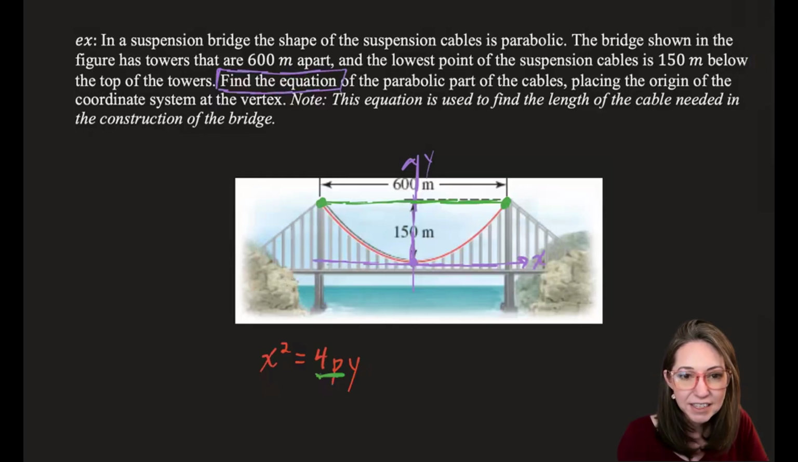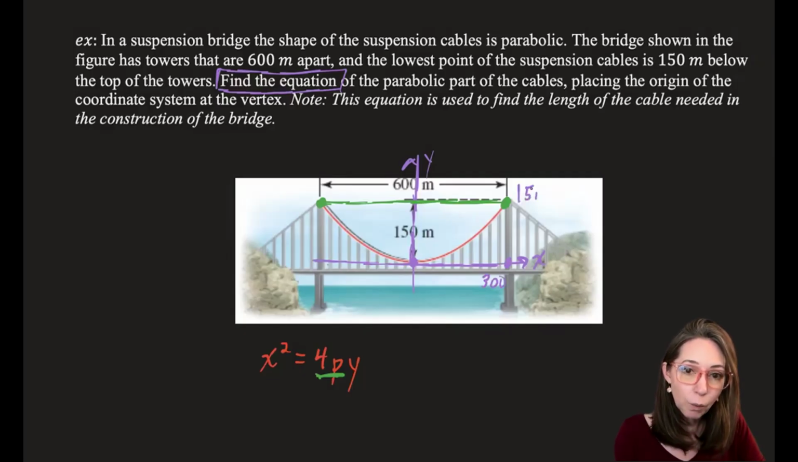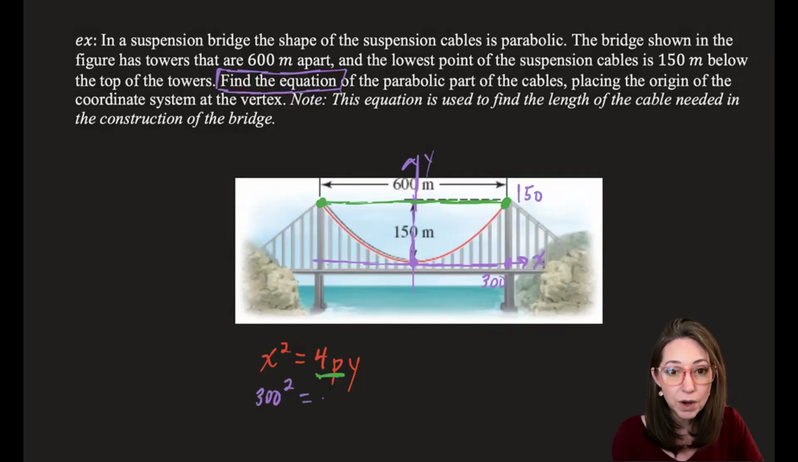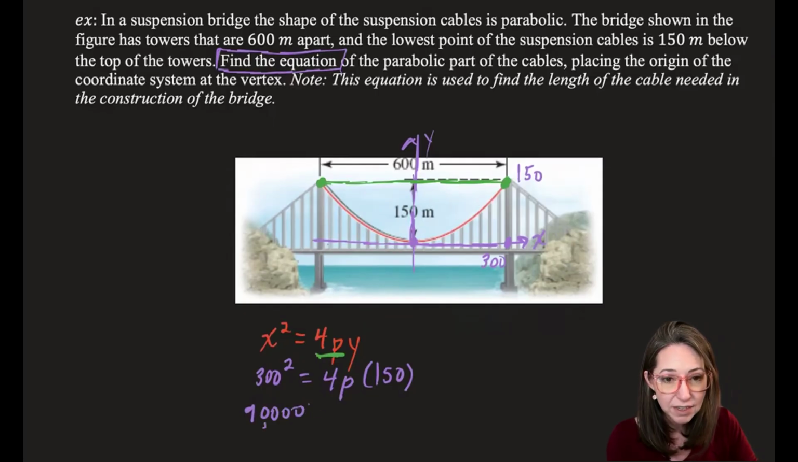What we can do here is plug in a point, right? Just like we did in the last one. We know that it's 150 meters below there, right? So when x is half of the 600, or 300, that distance to the top is 150. So we know that when x is 300, so 300 squared is equal to 4 times p times 150. So if we square 300, we get 90,000, so 90,000 is equal to 600 times p.